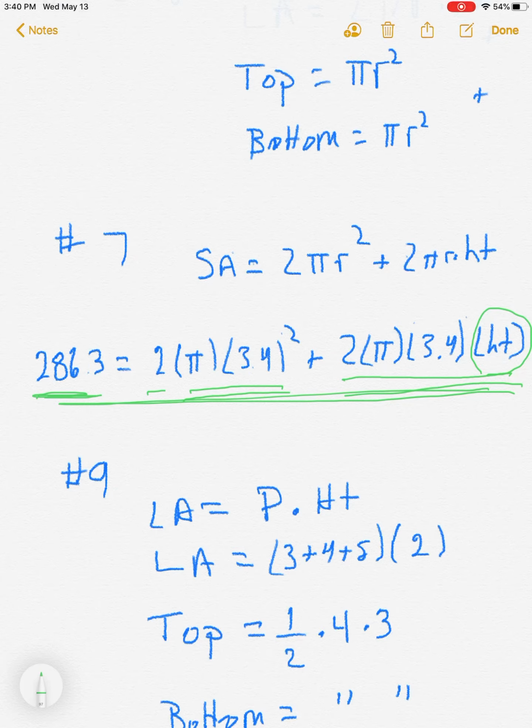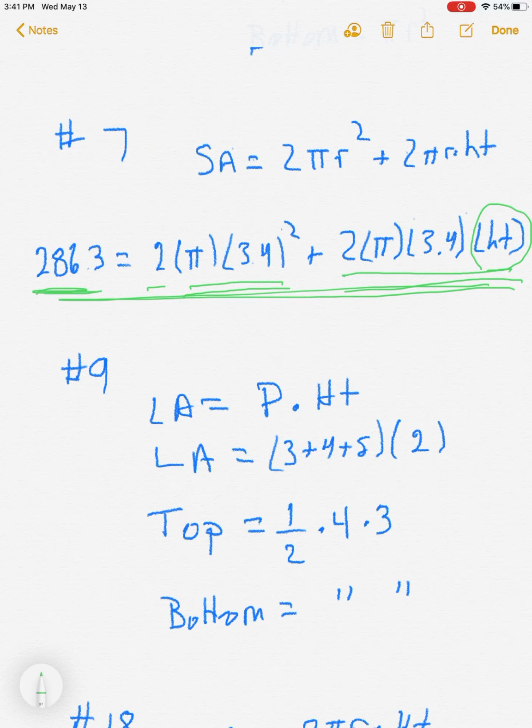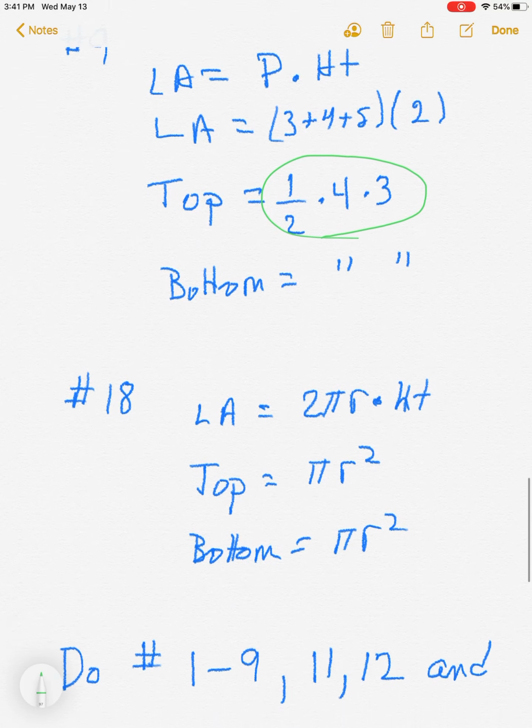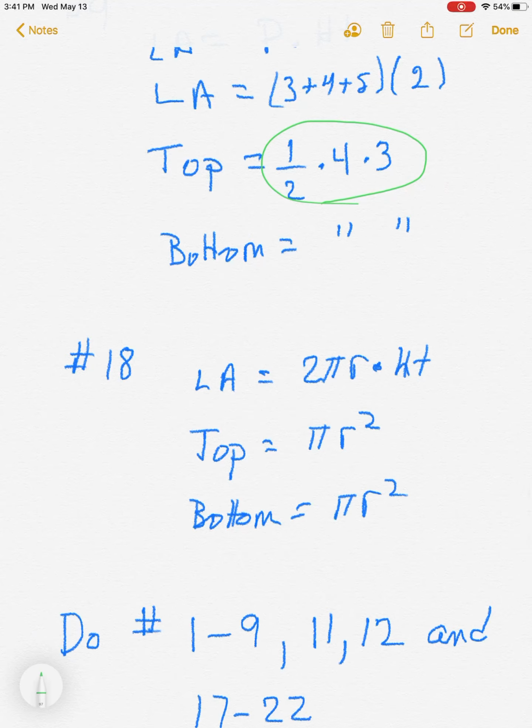Problem number 9. If we use the Pythagorean theorem, we can find that the unknown dimension of the triangle is 5. 3 squared plus 4 squared is 5 squared. So the perimeter would be 3 plus 4 plus 5 multiplied by the height of 2, giving me the lateral area. If I needed to know the total surface area, I would add to this 2 triangles whose dimensions are 4 by 3. The area of a triangle is half of base times height, half of 4 times 3. We have 2 of those. We're going to add those, the top and bottom, to the lateral area to get the total surface area.